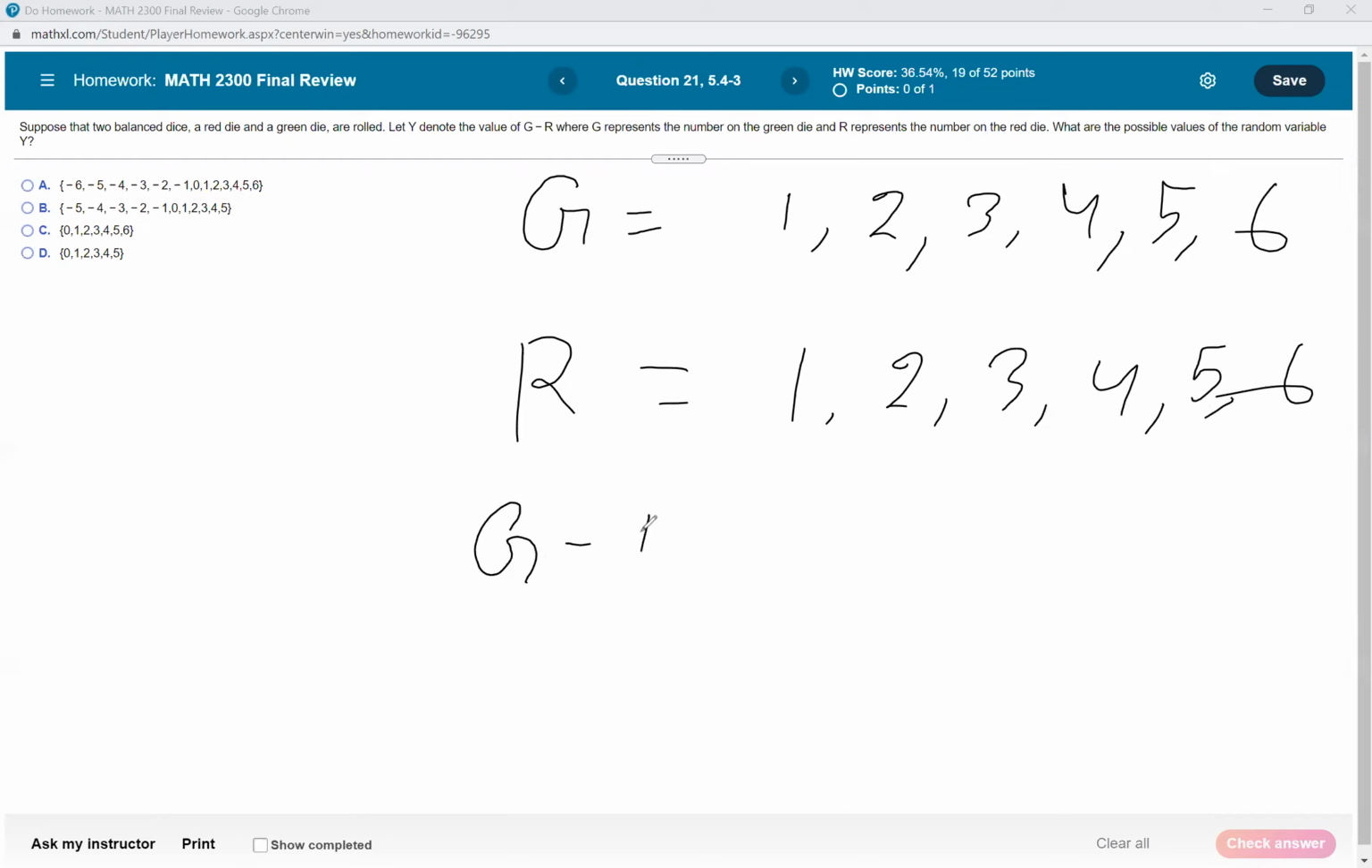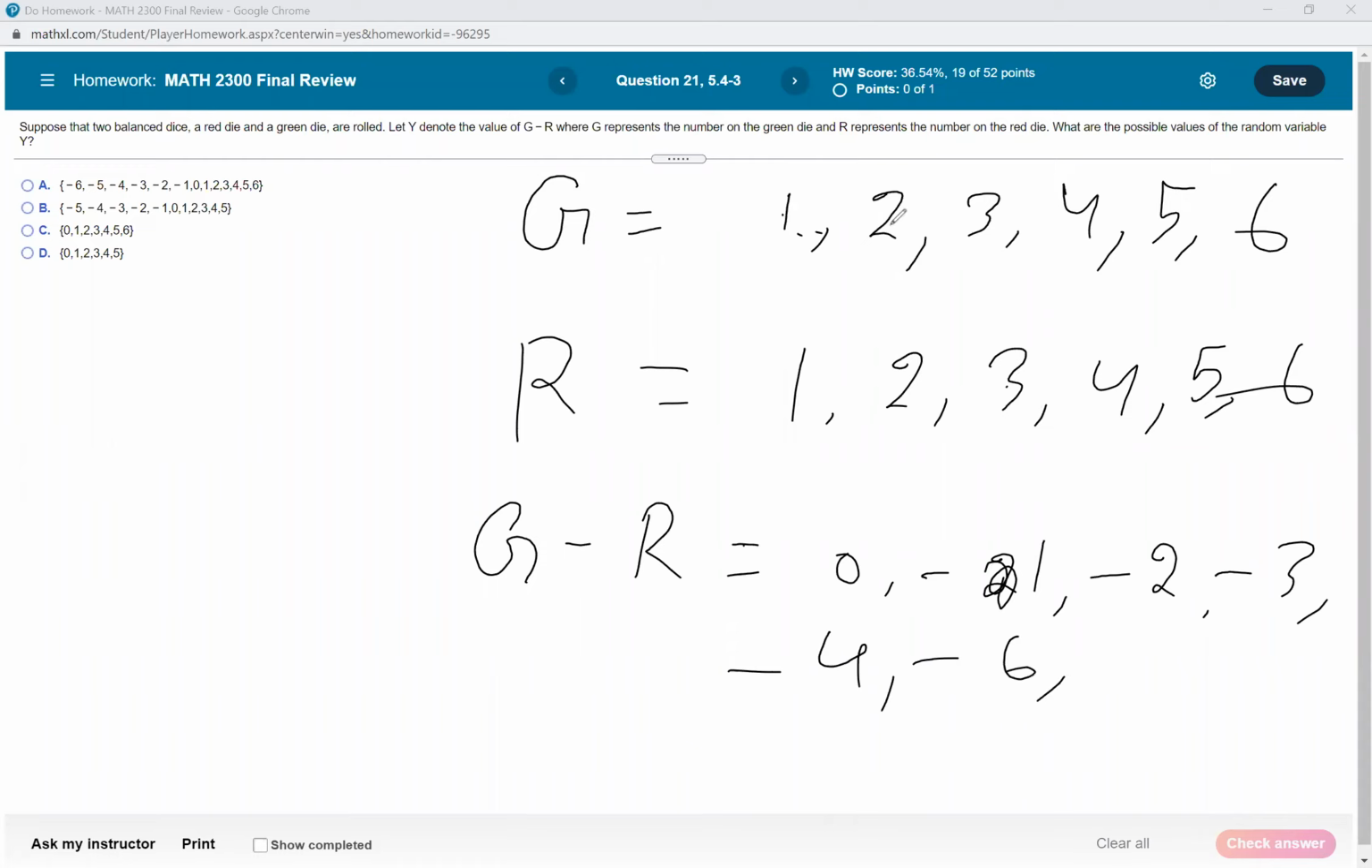So green minus red. The possible values are, if we do 1 minus 1, this is 0. 1 minus 2 is minus 1. 1 minus 3 is minus 2. 1 minus 4 is minus 3. 1 minus 5 is minus 4. 1 minus 6 is minus 5, not minus 6. And similarly, 2 minus 1 is 1, then we can have 2 minus 2, 0, and so on.